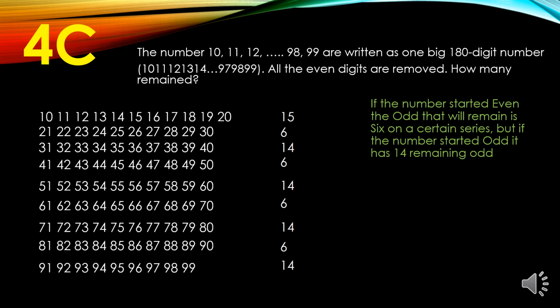But if we started with an even like the 2, the 4, the 6, and the 8, all of that will give us 6 remaining odd numbers. Okay, but if we start with odd like the 1, 3, 5, 7, and 9, all of that will equate to the remaining odd numbers being 14. So we can now add 15, 16, 6, 14, 6, 14, 6, 14, 6, and 14. It will give us 95. So we have 95 digits remaining.